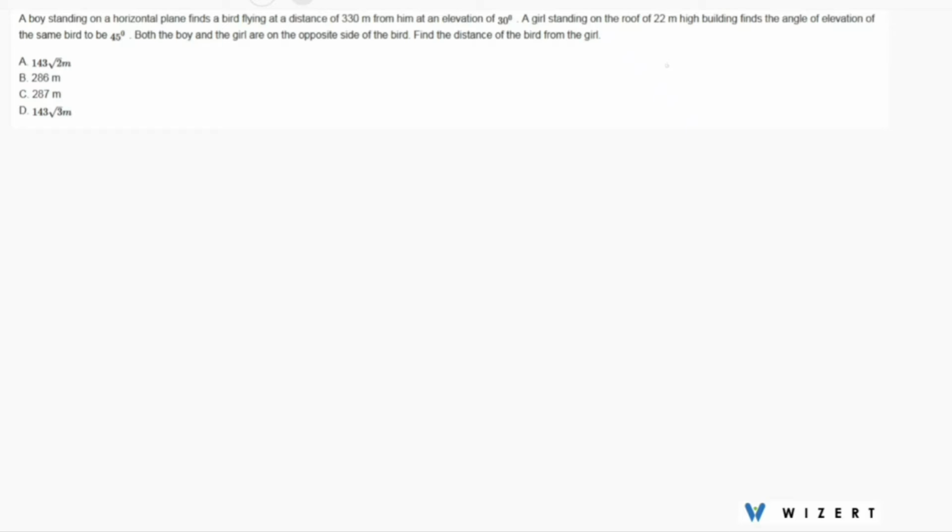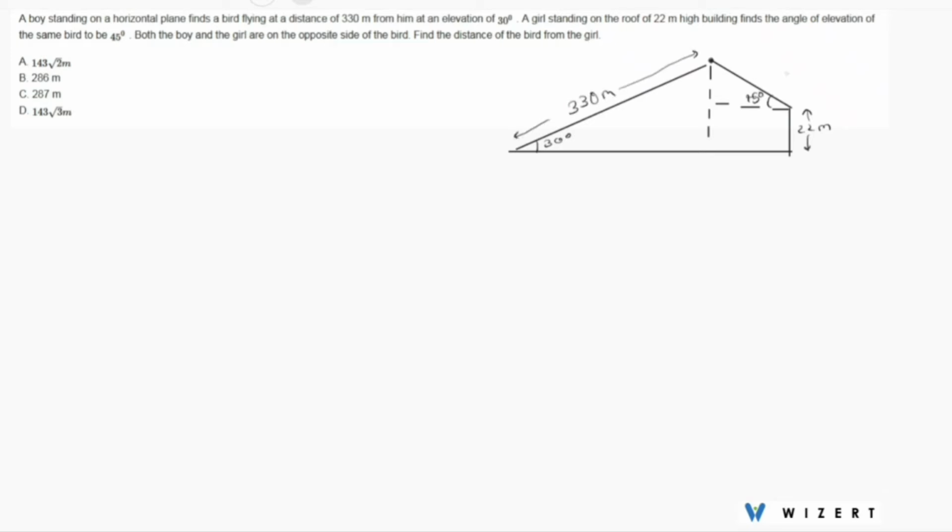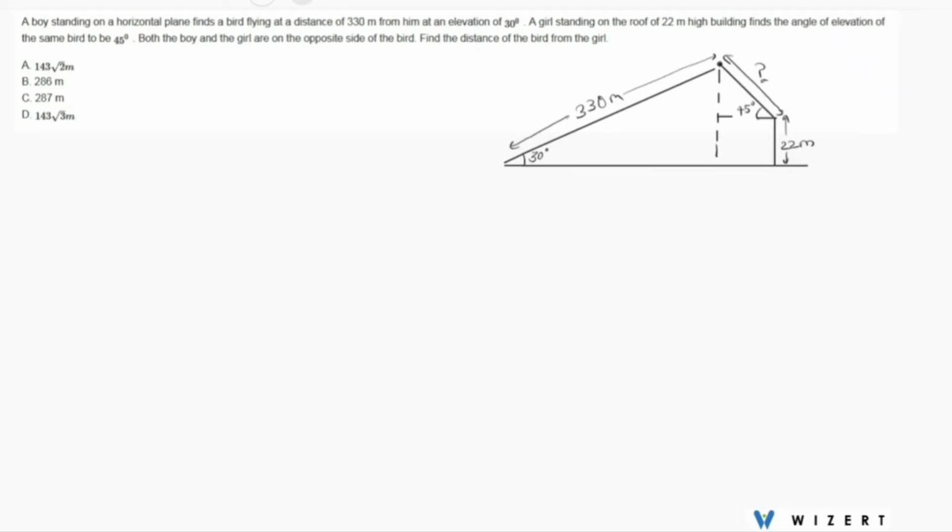Now let's see, we are given. Let's try to depict this in a diagram. Let's suppose that this is the bird and it is given that the girl is finding this bird at an elevation of 45 degrees from a height of 22 meters, and the boy finds this bird to be at an angle of 30 degrees from the horizontal plane, something like this. So this is the situation. It is given that this is 30 degrees, this is 45 degrees, this is 22 meters, and the distance of the bird from the boy is 330 meters, and we have to find this distance.